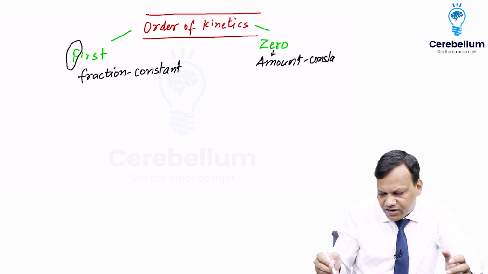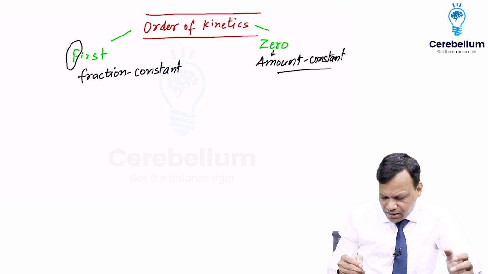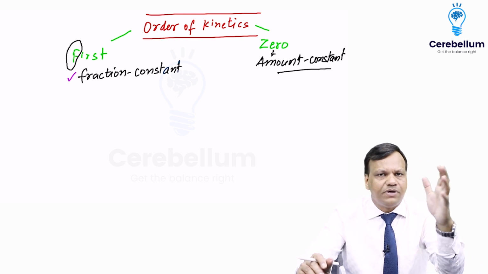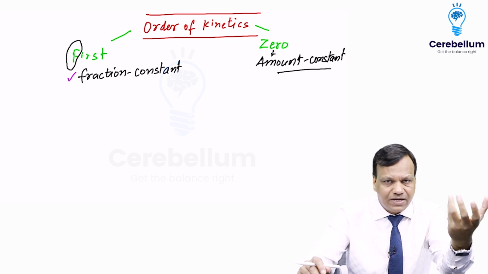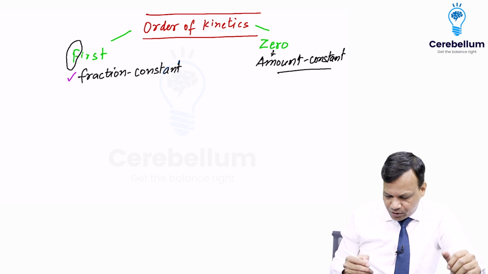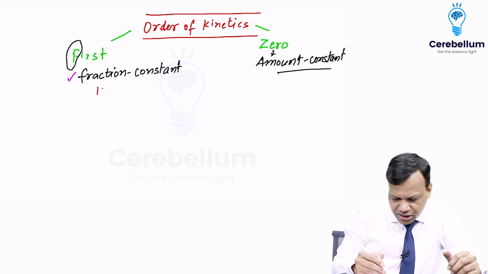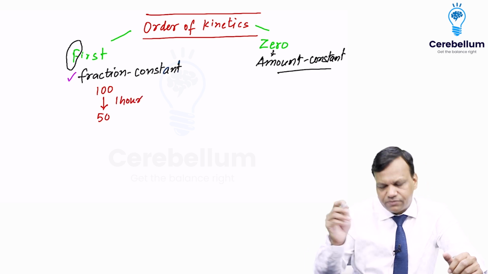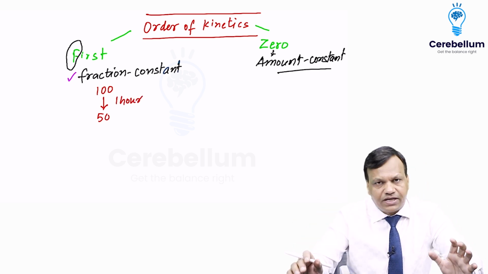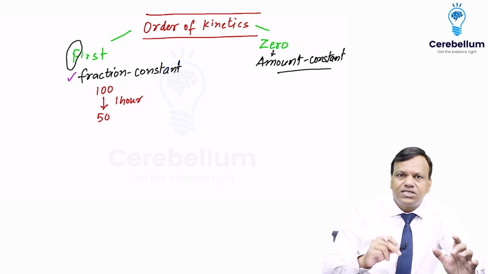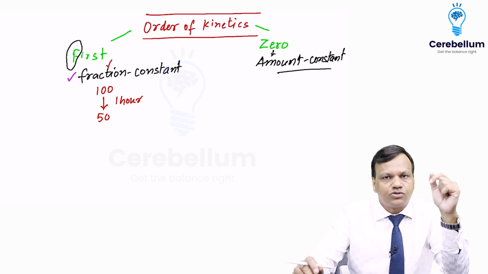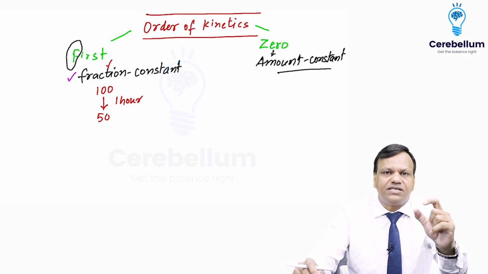Now, what do we mean by fraction is constant or amount is constant? Fraction is constant means in the same time, the same fraction will be eliminated. Same percentage will be eliminated. So we'll make it mathematical to understand. Suppose the initial concentration of a drug was 100 and it becomes 50 in 1 hour or 1 day, some same unit. It becomes 50. So how much drug is eliminated? 50%. Fraction means percentage. So every hour 50% will be eliminated.